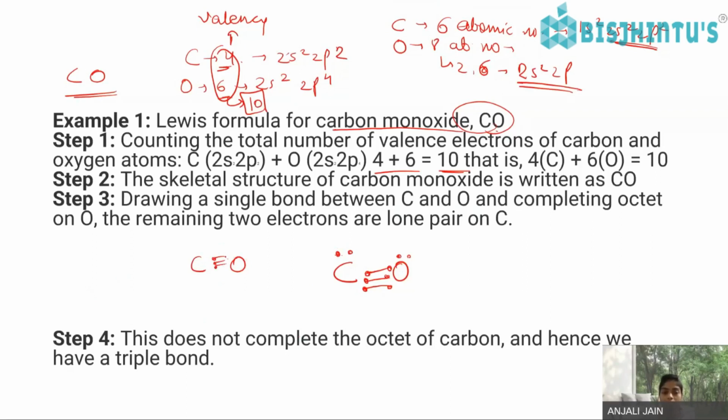Now 1, 2, 3, 4, 5, 6, 7, and 8. This is completed. 1, 2, 3, 4, 5, 6, 7, 8, 9, and 10. This is actually the structure of carbon monoxide. They have shared 6 electrons, 3 pairs of electrons.